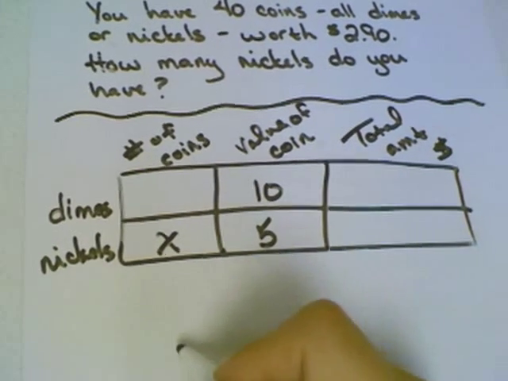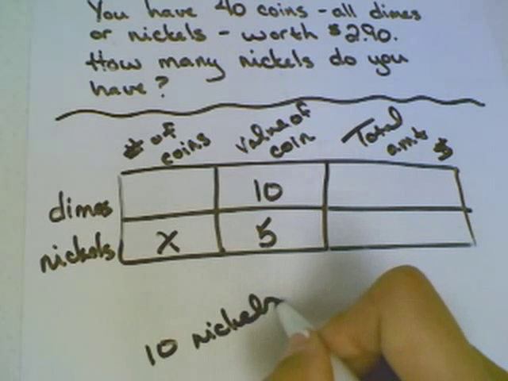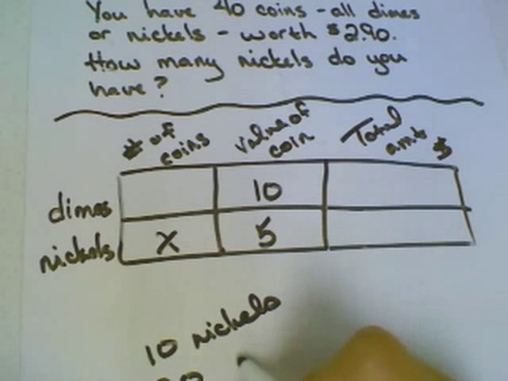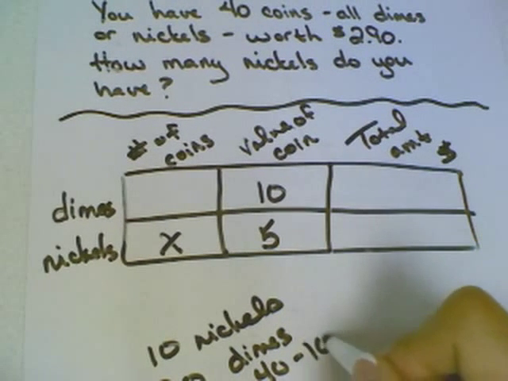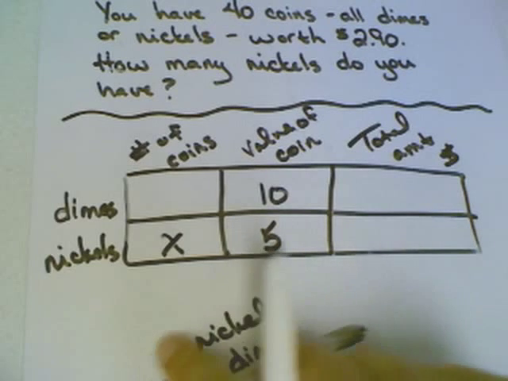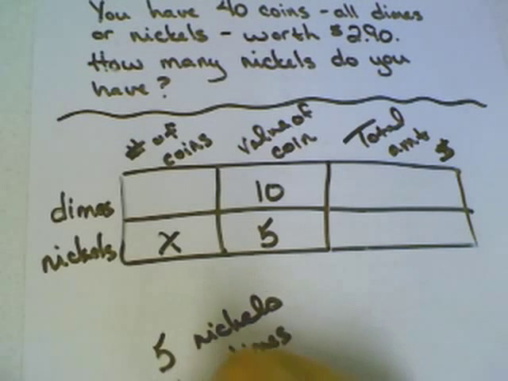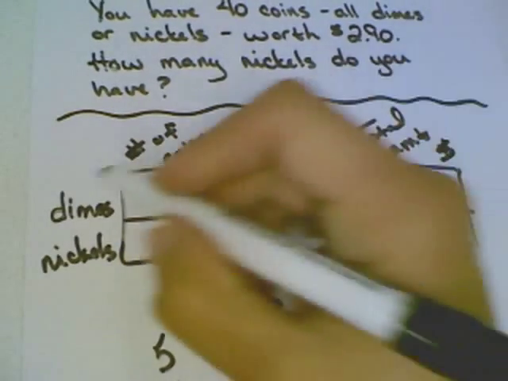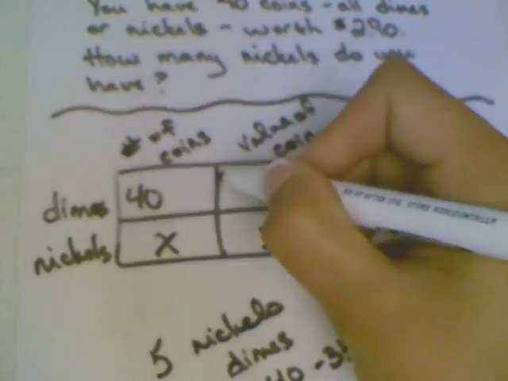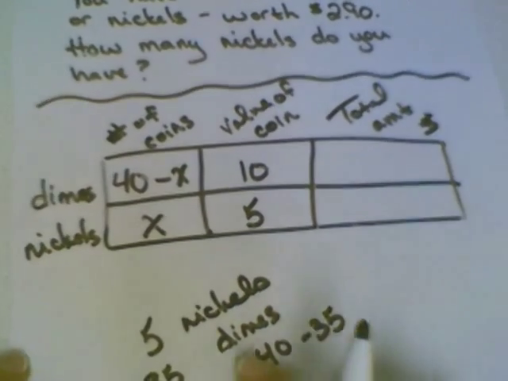So again, if I look over those examples, if I have 10 nickels, I must have 30 dimes. How did I get that 30? That's 40 minus 10 is 30. If I change that around and let's say I only have 5 nickels, then I know I'm going to have 35 dimes because that is 40 minus 5. So this up here must be 40 minus the number of nickels that I have. Since I don't actually know the number of nickels, I'm going to use x.